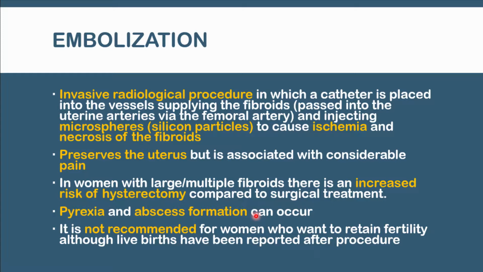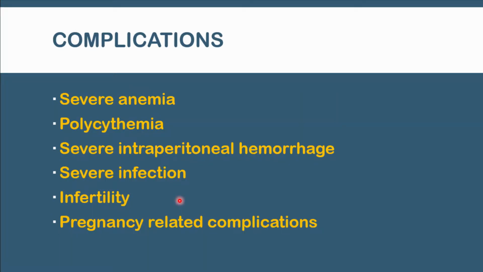Generally with this procedure, you preserve the uterus, but at the expense of the patient having a considerable amount of pain. So in women with large and even multiple fibroids, there's going to be a risk of hysterectomy, so you'd rather treat them surgically rather than performing embolization. There may also be a risk of developing pyrexia as well as abscess formation.